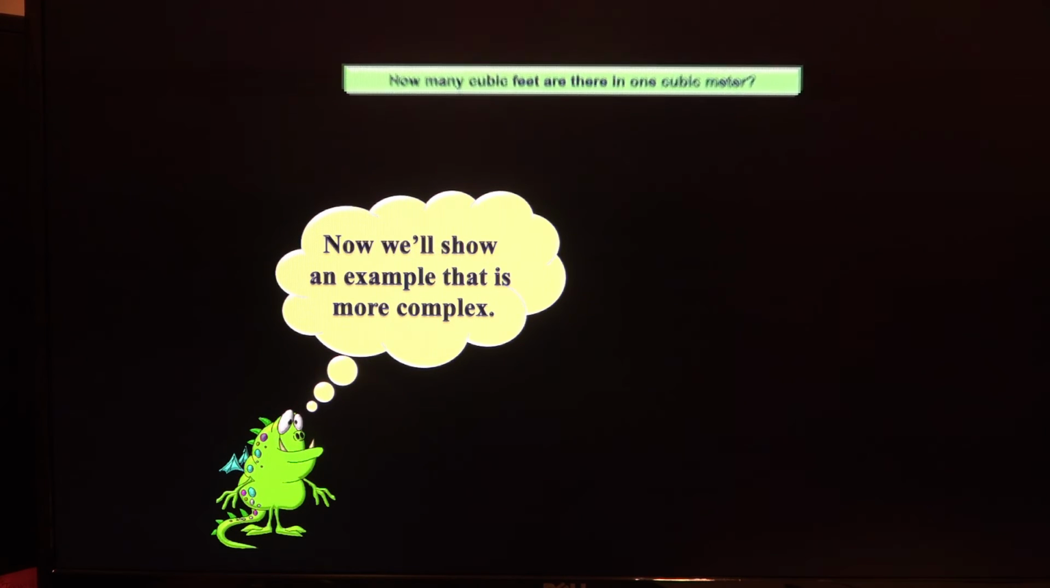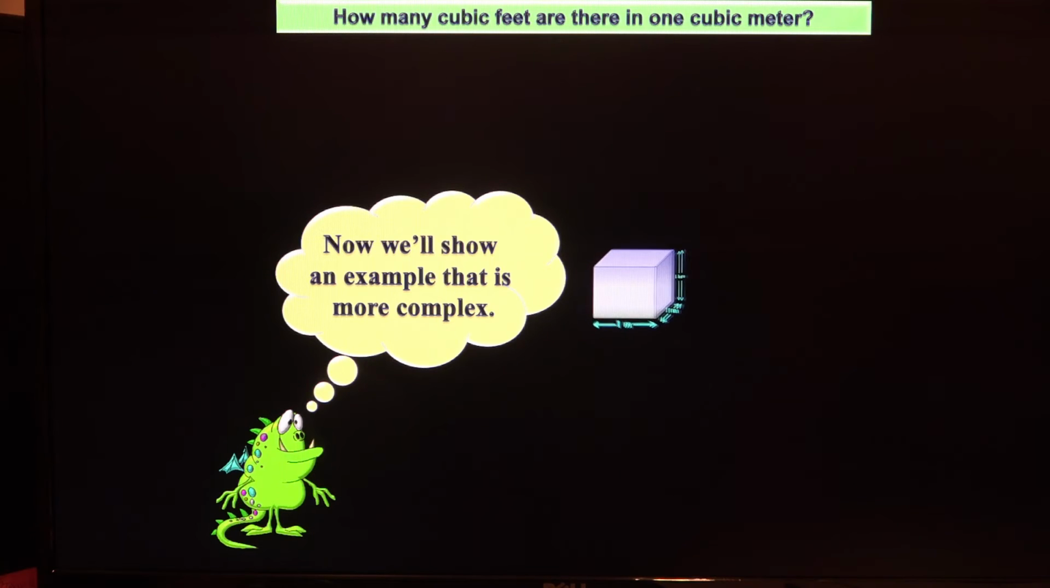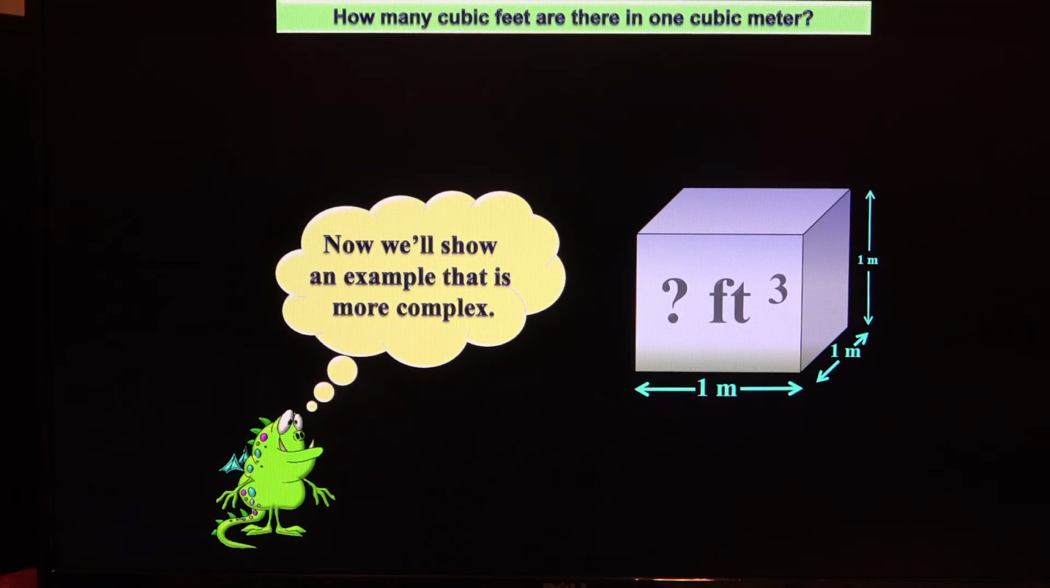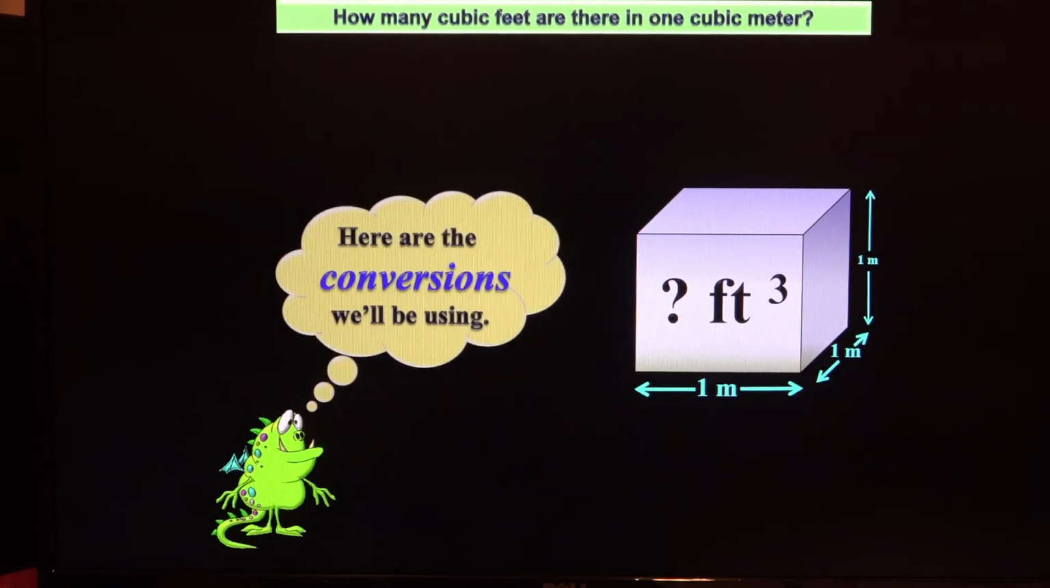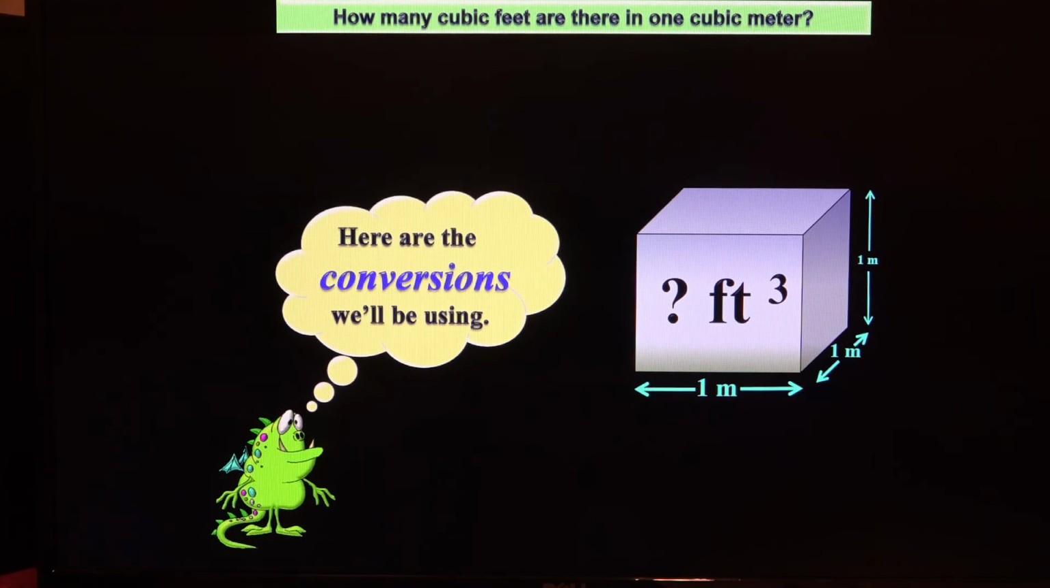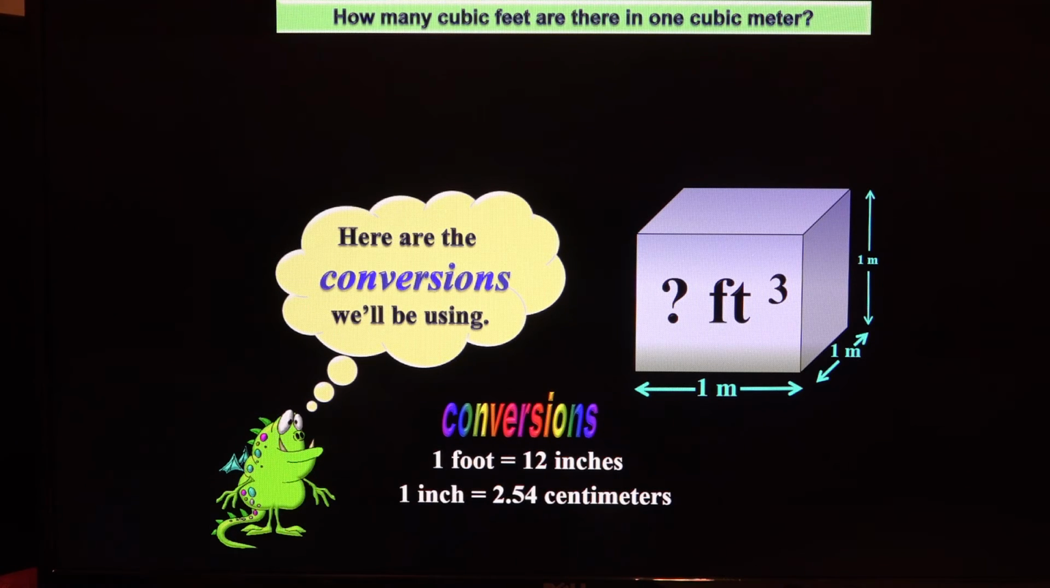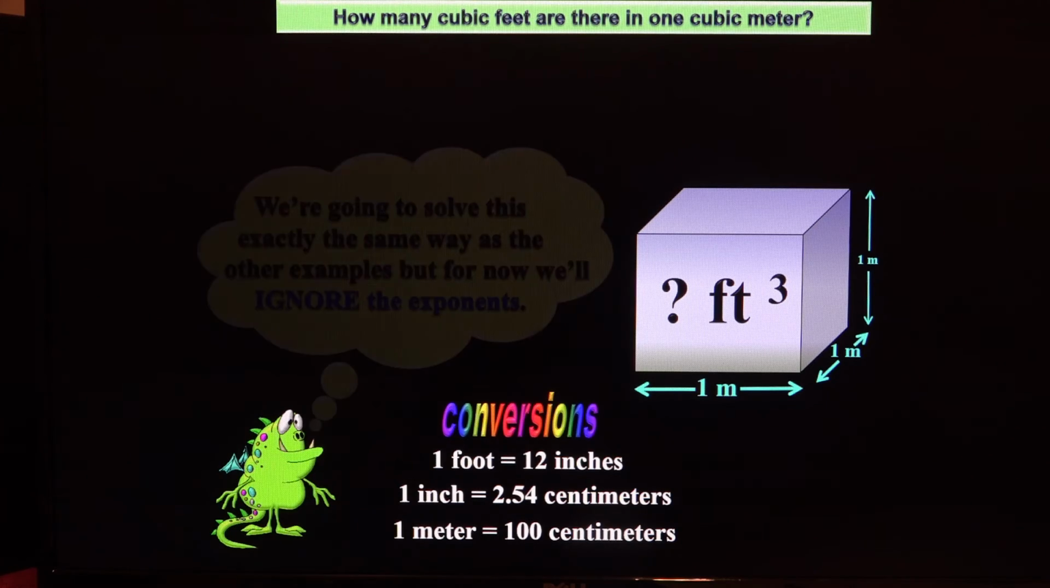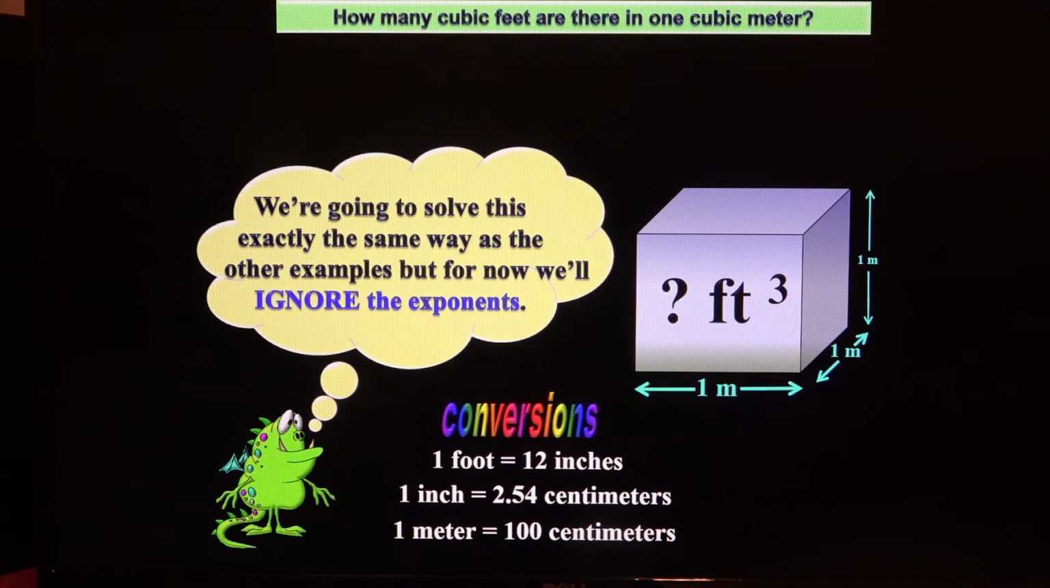Now we'll show an example that's more complex. How many cubic feet are there in 1 cubic meter? So here we have a cubic meter, 1 meter by 1 meter by 1 meter, 1 cubic meter. How many cubic feet? Well, the conversions we will need are 1 foot is 12 inches, 1 inch is 2.54 centimeters, and 1 meter is 100 centimeters. We're going to solve this exactly the same way as the other examples, but for right now we're going to ignore the exponents.